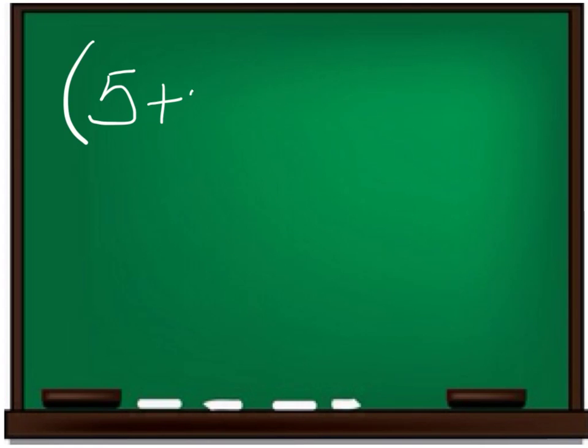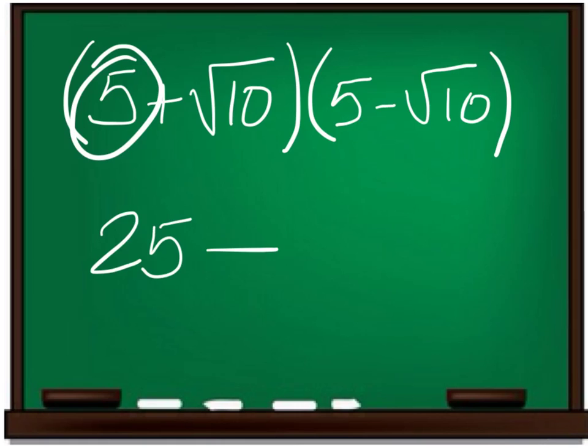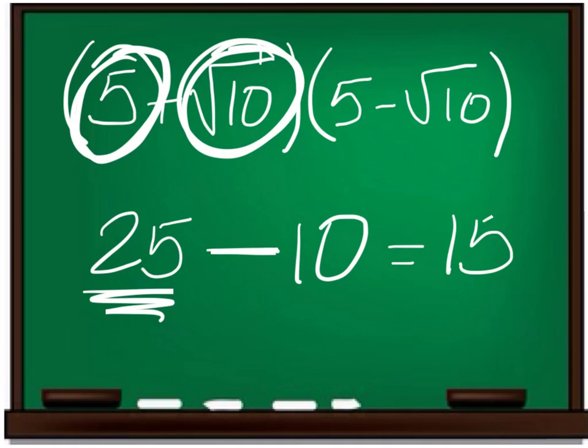5 plus the square root of 10, 5 minus the square root of 10. Square this to get 25. Use a minus sign. Square this. Did I say to get 10? No. I said 25, didn't I? For some reason, as soon as I wrote that, I thought I said 10 and wrote 25. Square this to get 25. Put a minus sign. And then square this to get 10. Answer is 15.